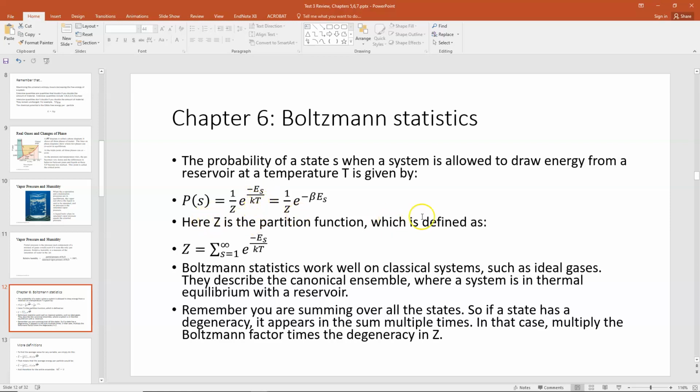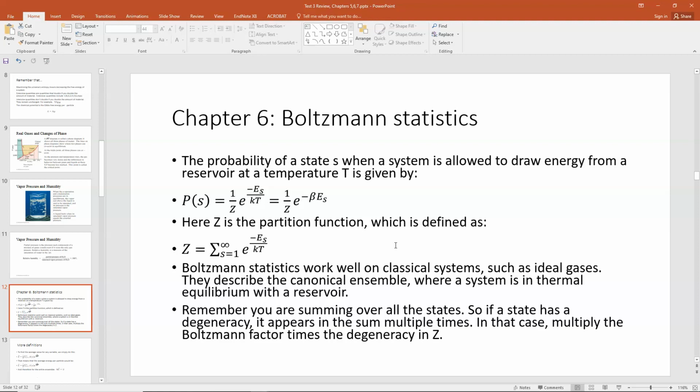Now, your partition function you can find by summing over all of the Boltzmann factors. So you just do a sum over all your Boltzmann factors, you find your partition function, and then you do 1 divided by your partition function times the Boltzmann factor to find the probability of a particular state. Now, these statistics work well on classical systems, and like I said, we usually use them for ideal gases. Remember the new jargon that I taught you, they describe what's known as a canonical ensemble.